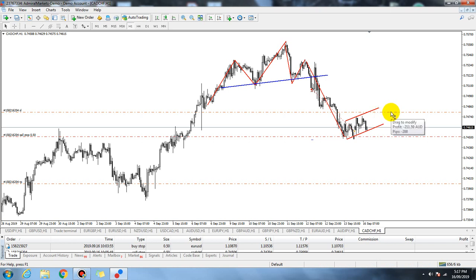The reason it's a flag and not a pennant: obviously a pennant is closed, so it forms a triangle. The flag is open-ended, so it's just forming an upward sort of pullback channel in here. Looking for a breakout of the lows inside that channel to the downside, again 2% risk on that, 1 to 2 risk reward, same setup.